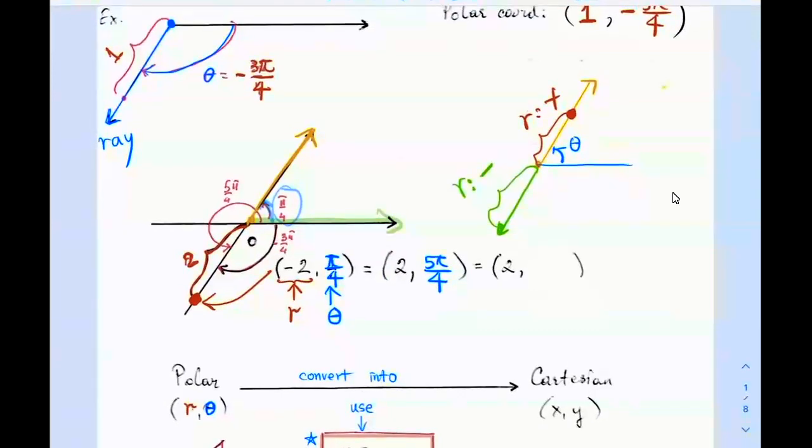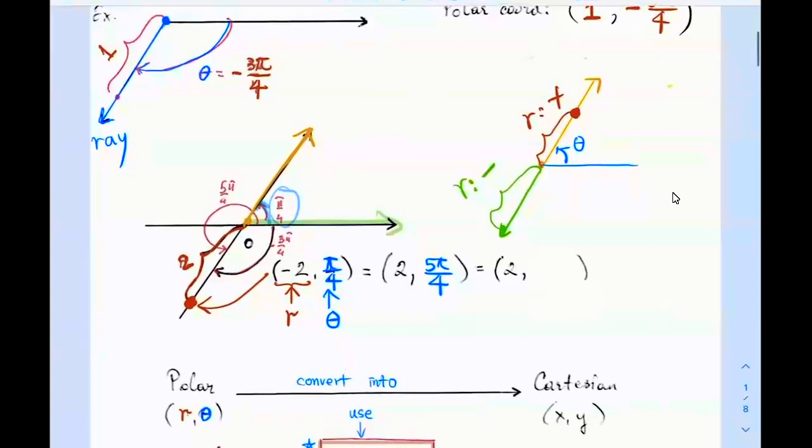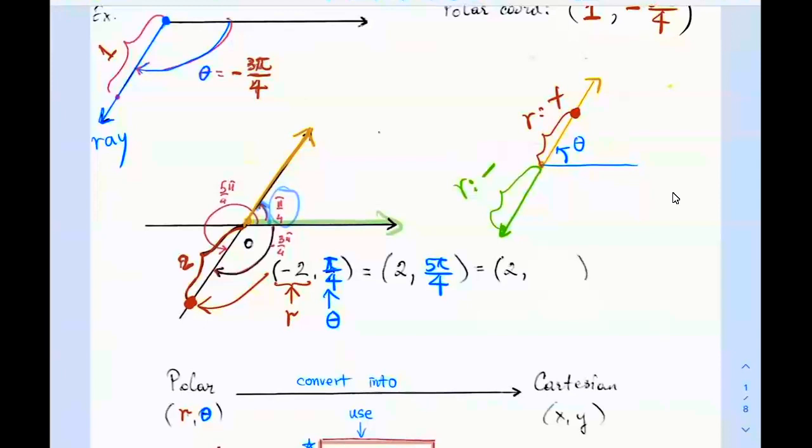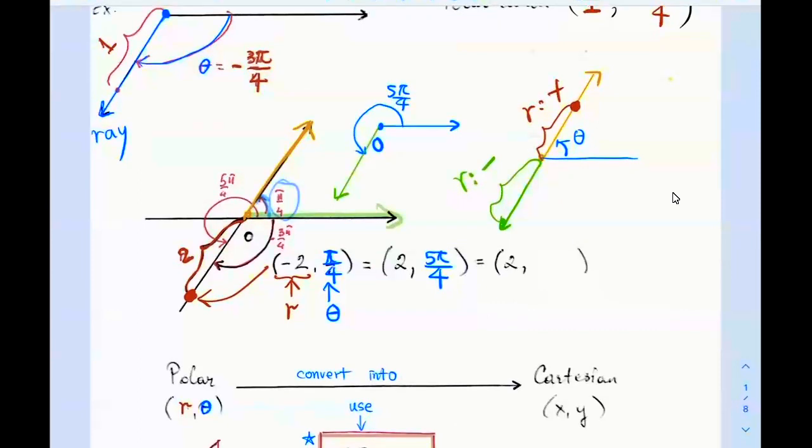Let me maybe put it in a separate coordinate system here. So I have this polar axis. Here is a pole. Now this is 5 pi over 4. So starting from the polar axis, I'm going to go counterclockwise 5 pi over 4, which is going to end up over here. And then the ray is going to point this way. So theta equals 5 pi over 4. The ray points this way.